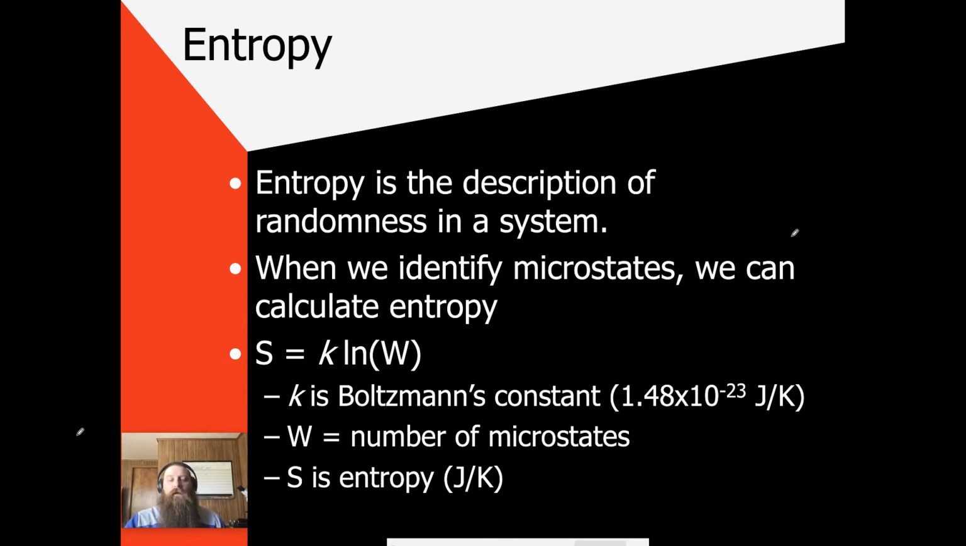Entropy is the description of the randomness. Once we identify the microstates, we can actually calculate the entropy. And the formula that we use for that is S equals k ln W. And ln is natural log. That's another button on your calculator. k is Boltzmann's constant.